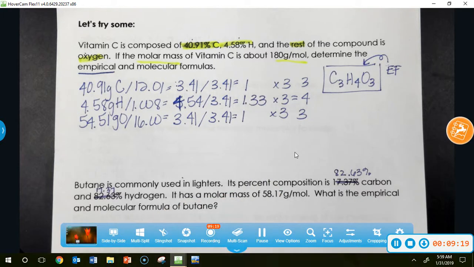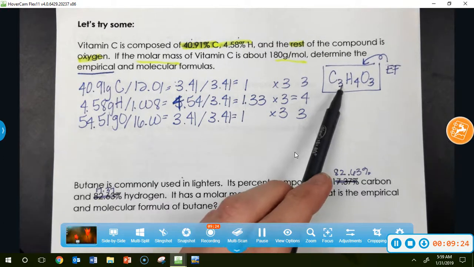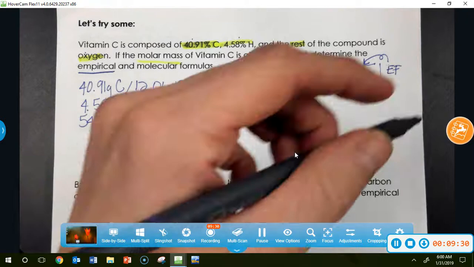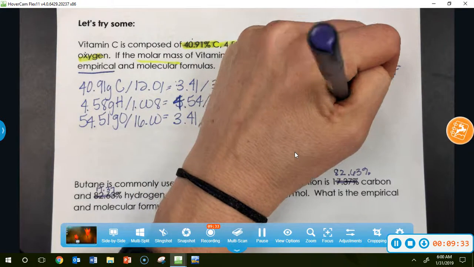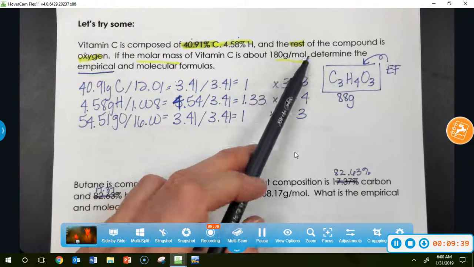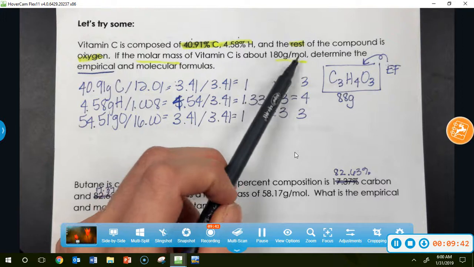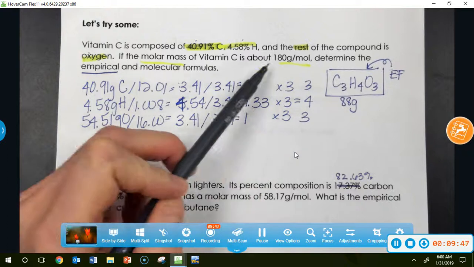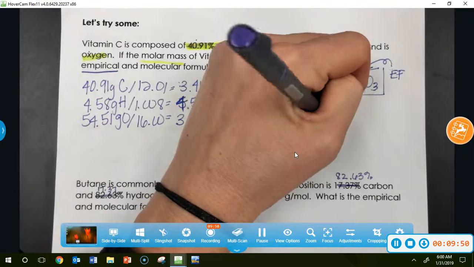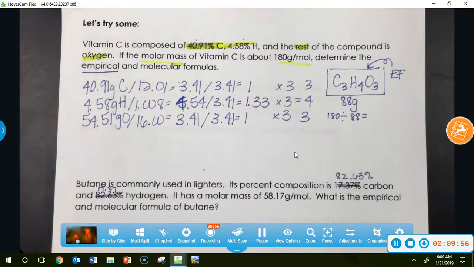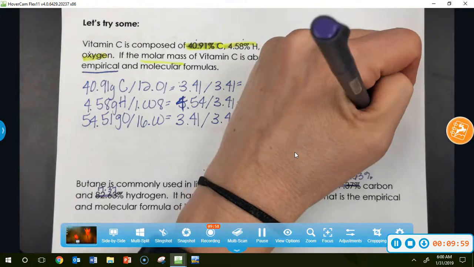Now, it told me that we actually know the molar mass of our molecular formula, the entire structure of one molecule of vitamin C in a mole. So, if we calculate the mass of our empirical formula, which I've already done for you, but you would put in your calculator all these atoms and their masses, and you get 88 grams. If the molecule is supposed to weigh 180 grams, we can determine how many of these empirical formulas would fit into the molecular formula. So 180 divided by 88 gives us 2.00 something. Okay, so that's close enough to 2.